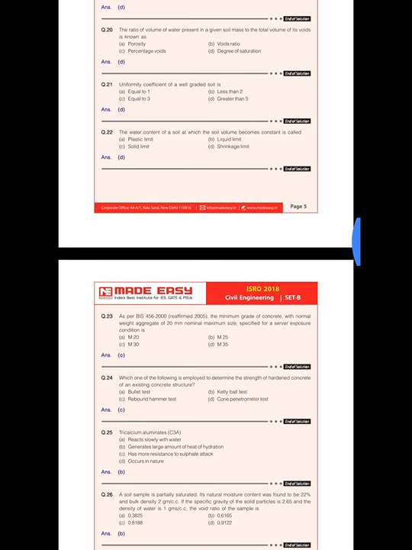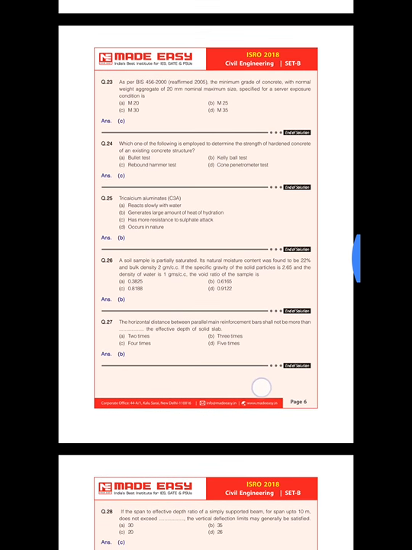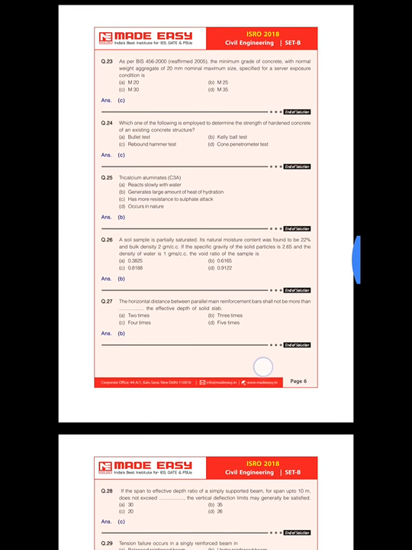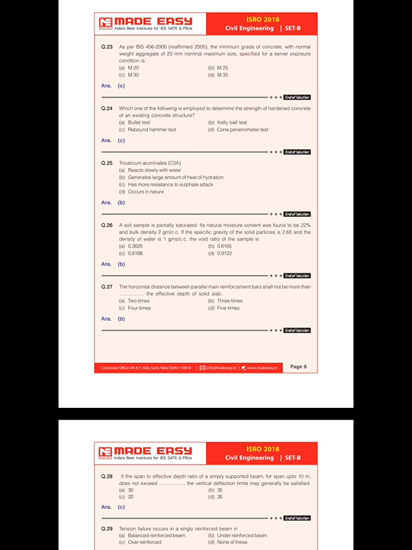The water content of the soil at which the soil volume becomes constant is called the shrinkage limit. As per the Bureau of Indian Standard 456/2000, the minimum grade of concrete with a normal weight aggregate of 20 mm nominal maximum size specified for the severe exposure condition is always M25.